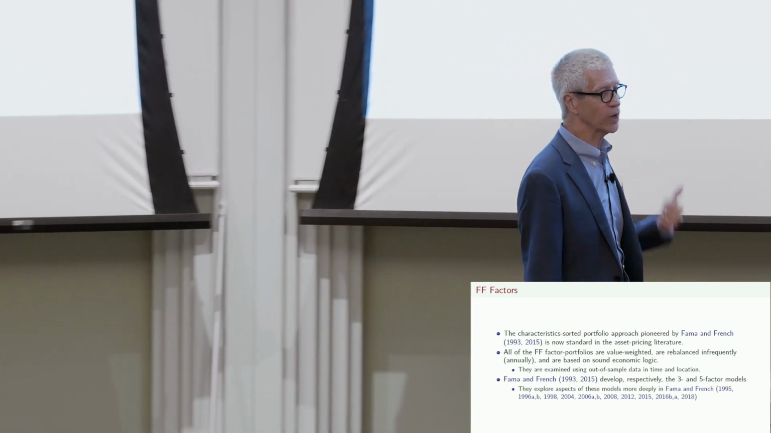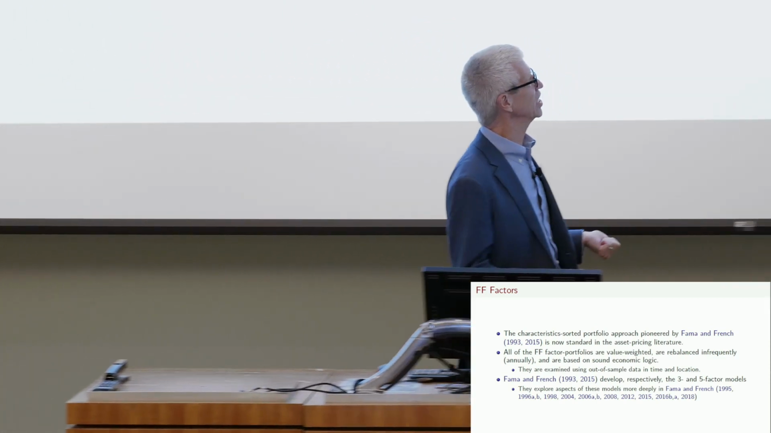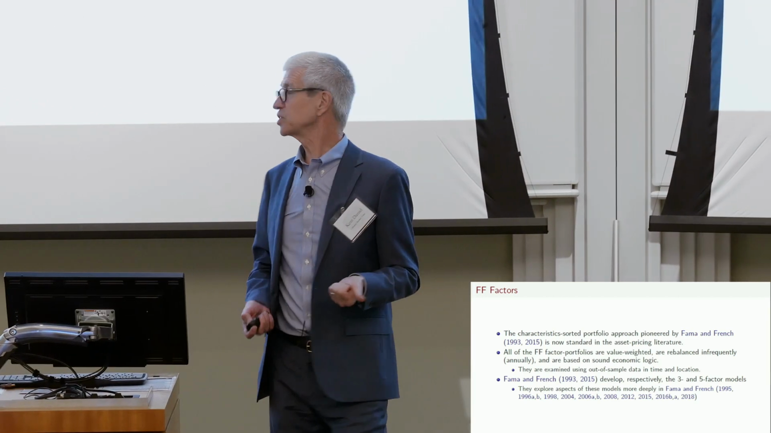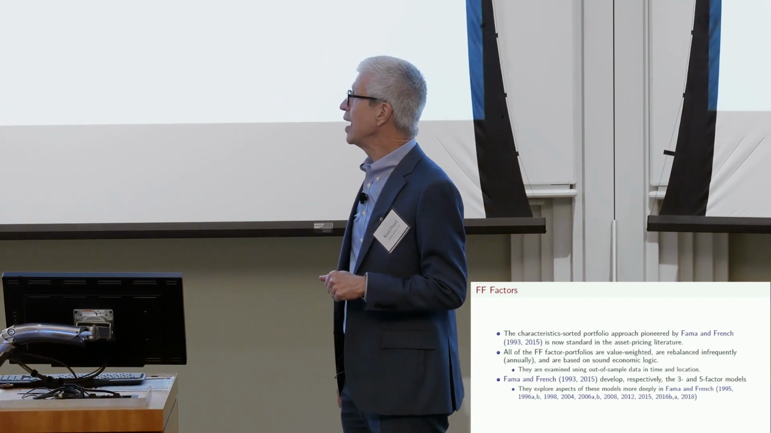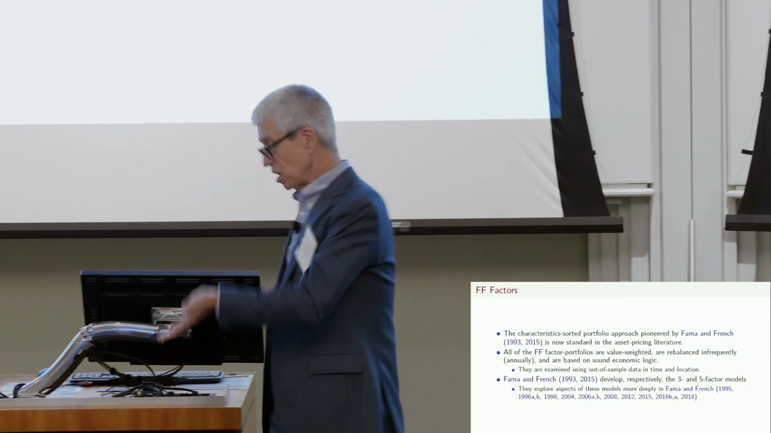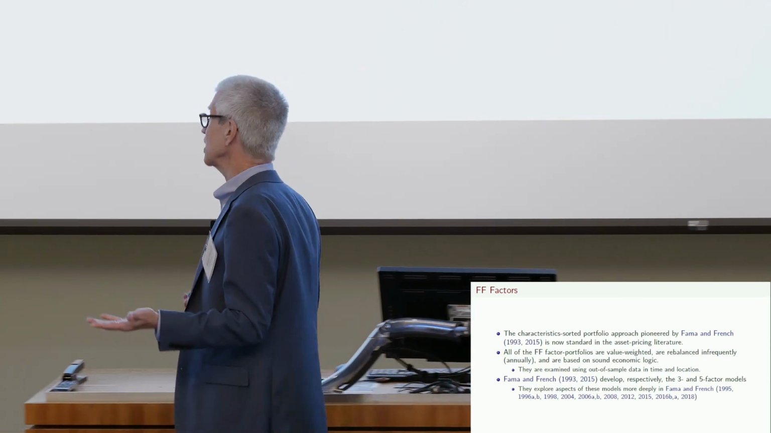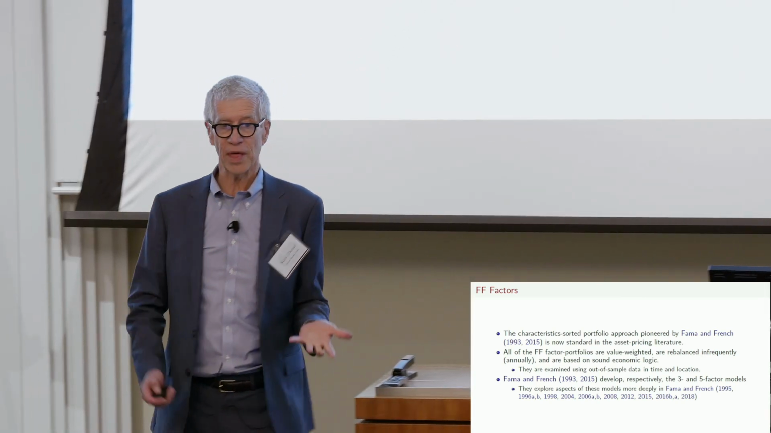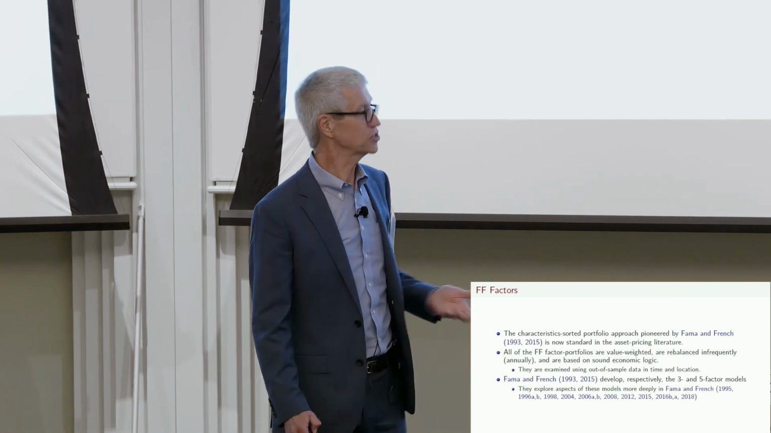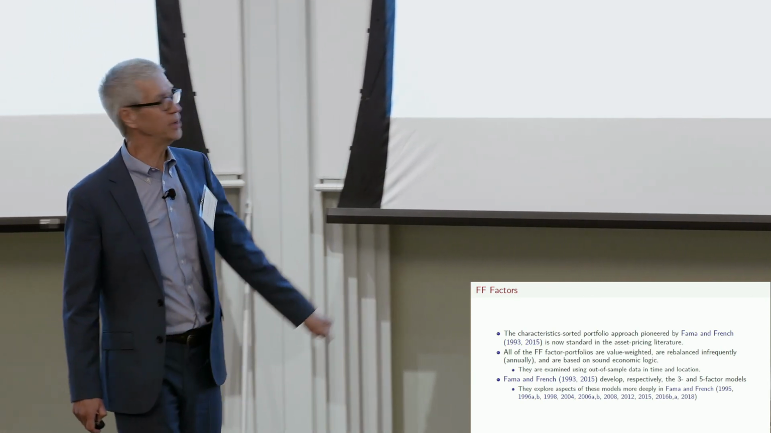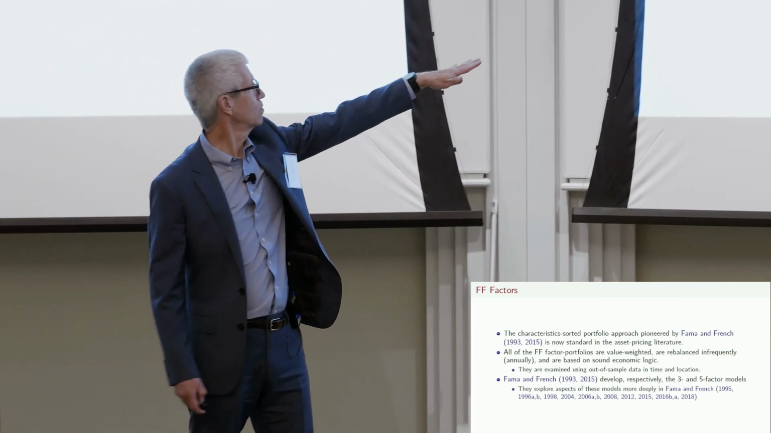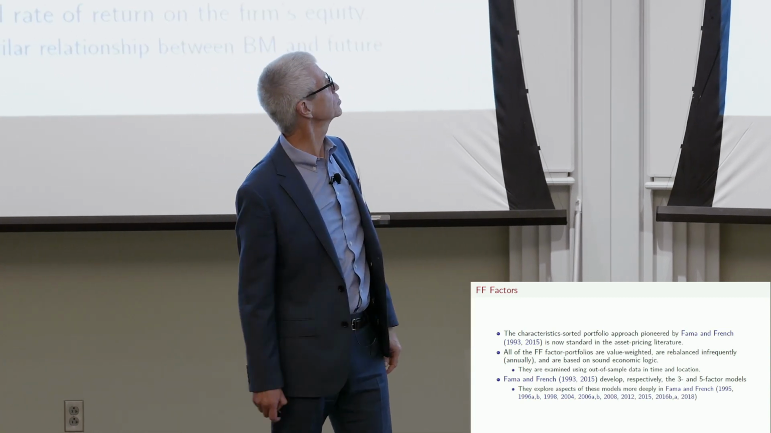They're rebalanced relatively infrequently, i.e. every year. And they're based on sound economic logic, okay? And one of the things that Gene always emphasized is anytime you test these things, you want to go try it out of sample to really make sure that it's robust, okay? And that's all been done in some of their follow-up papers, okay?